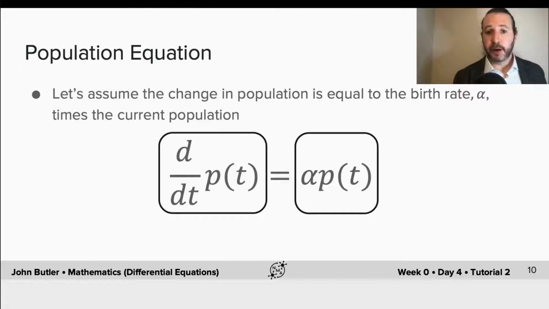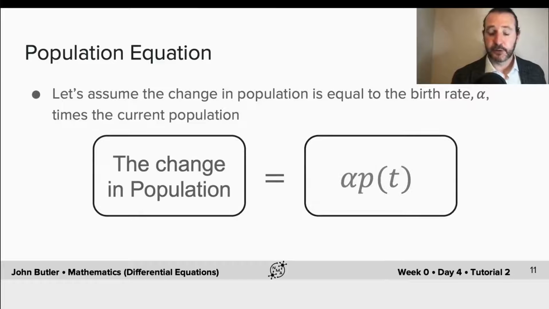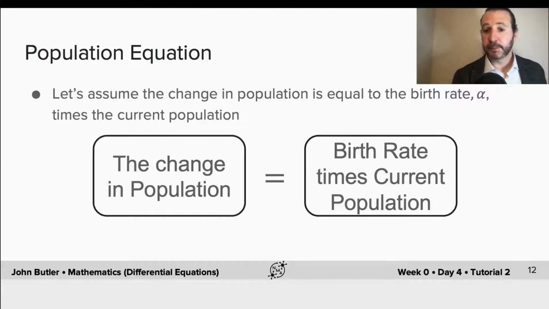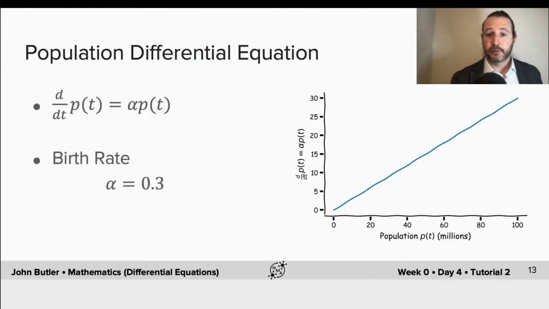Let's assume the change in population is equal to the birth rate alpha times the current population. So the derivative dP/dt is equal to alpha times P(t). Change in population is equal to birth rate times current population. It makes sense. Population change is some kind of formula like that. So let's plot that, not solve. Let's plot the population as a function of change in population. And in the example here, I'm going to say the birth rate is 0.3.